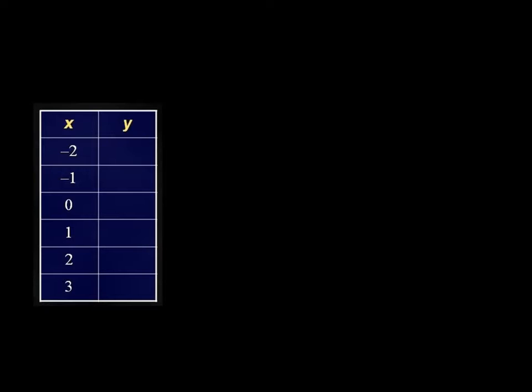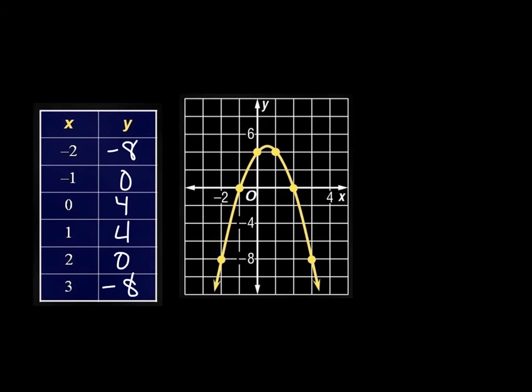There's a similar one. Use a table of values to graph y equals negative 2x squared plus 2x plus 4. If we put in negative 2 for x, we get negative 8 for y. Negative 1 gives us 0. 0 is 4. There's our y-intercept. 1 is also 4. 2 is 0. And 3 is negative 8. This parabola opens down, and so instead of a minimum, we're going to have a maximum.